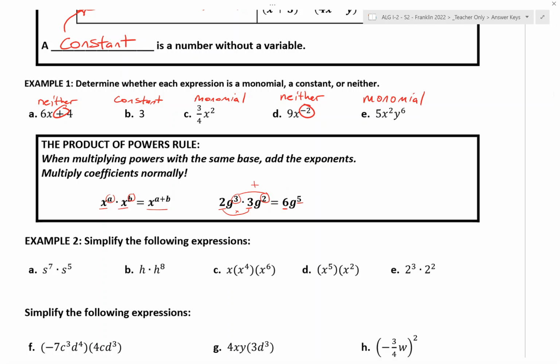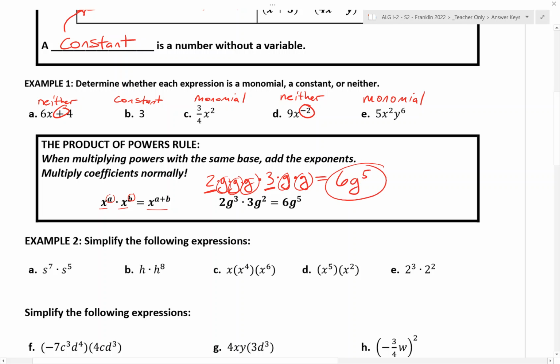And the reason that happens, if we break up this example here, 2g cubed, that's 2 times 3 g's. 2 times g times g times g. Times the 3g squared is a 3, and then 2 g's. Now to multiply all that together, 2 times 3, that's 6. And then we've got 1, 2, 3, 4, 5 g's, and that's g to the 5th. So that's why you multiply the coefficients, but you just add the exponents, because it's sort of a shortcut just telling you how many of that variable we have.